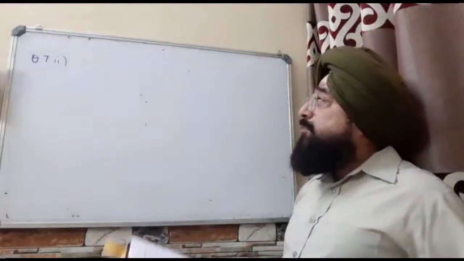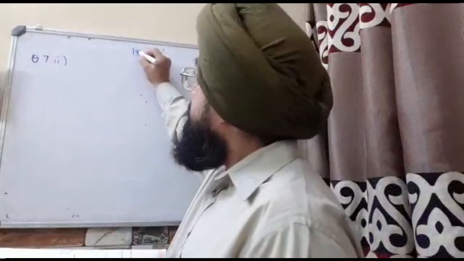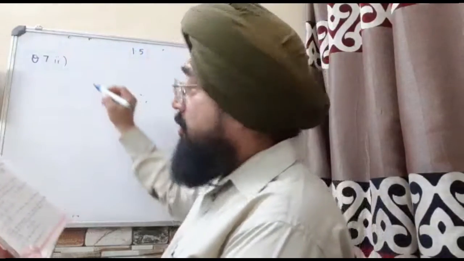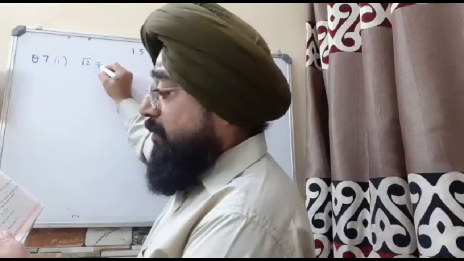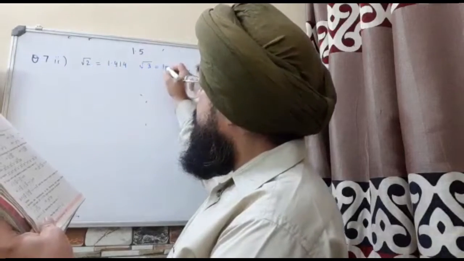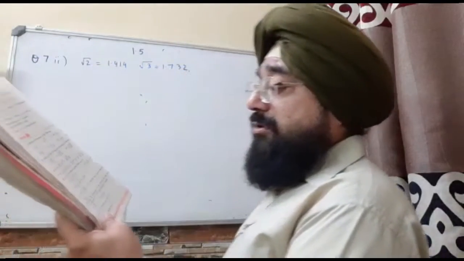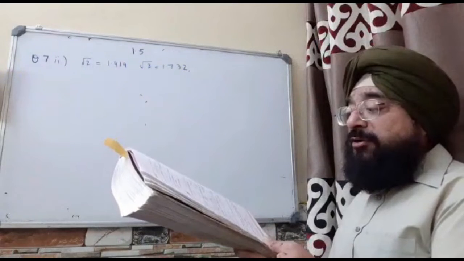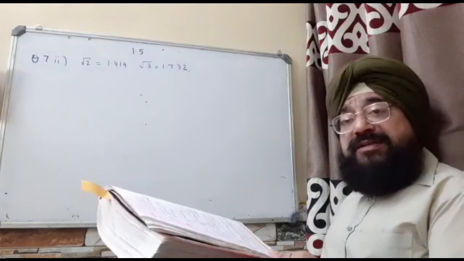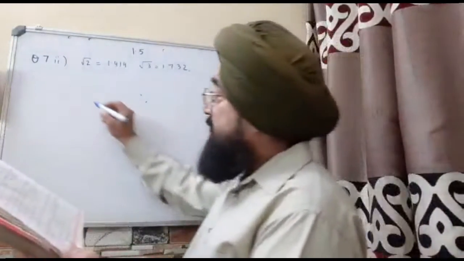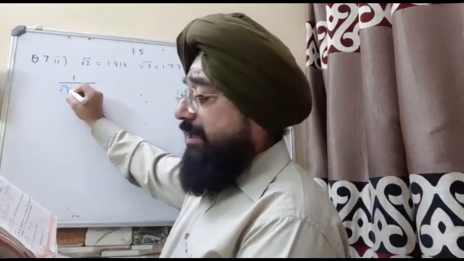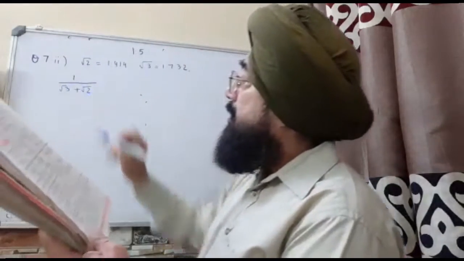From exercise 1.5, question number 7, second part, from M.L. Agarwal. It says that we have got root 2 equal to 1.414 and root 3 equal to 1.732. You need to rationalize the denominator of the following and hence evaluate by taking root 2 and root 3 up to 3 places of decimal. There are two parts. I have taken the second part, that is 1 upon root 3 plus root 2.